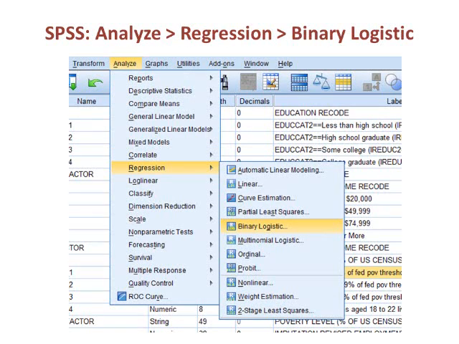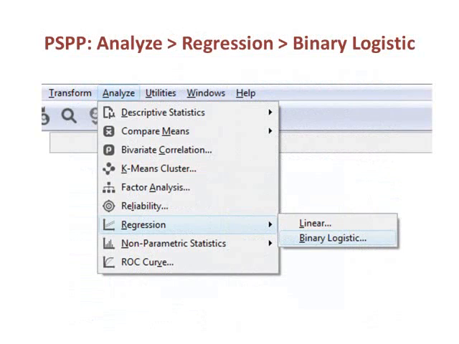In SPSS, the type of logistic regression with a 0-1 response variable is known as binary logistic regression. The path for the logistic regression command is analyze, regression, binary logistic. The same path is present in PSPP, but the regression options are not as many as SPSS.